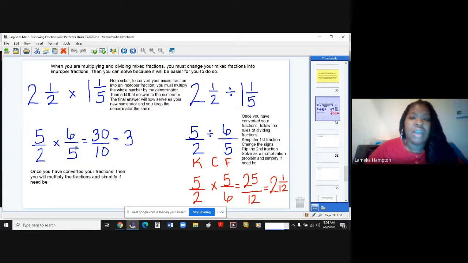Now, again, please do not multiply the whole numbers together and then multiply the top. That's not how that works. Okay. So please, your answer will not be 2 1/10. That is incorrect. Okay. So make sure that you are following these exact rules, so that way you can be on the journey and on the trajectory of being successful with multiplying mixed fractions.